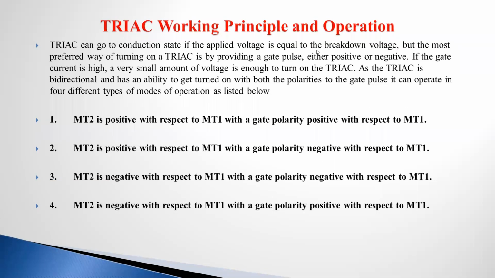Next, triac working principle and operation. A triac can go into the conduction state if the applied voltage is equal to the breakdown voltage, but the most preferred way of turning on the triac is by providing the gate pulse, either positive or negative. Clear? If the gate current is high, a very small amount of voltage is enough to turn on the triac.